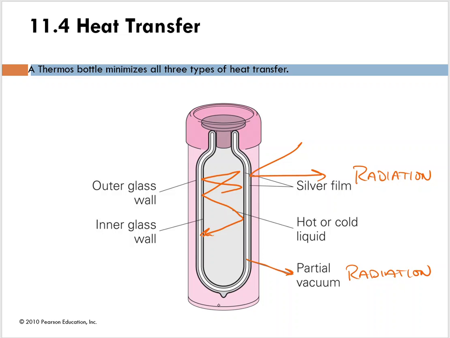A lot of times they're also going to have the outer wall here. A really good one is going to be something that doesn't allow conduction to happen, because they don't want heat to transfer in because of conduction. And then for convection, if you put a lid on it, heat can't go out as well.